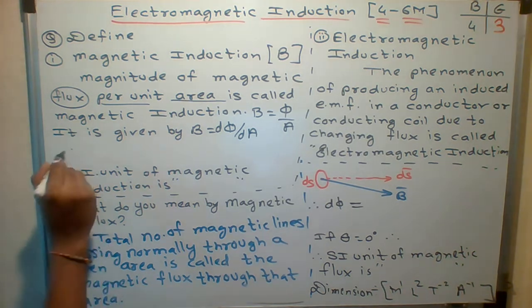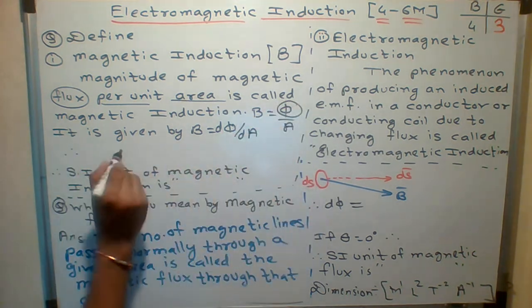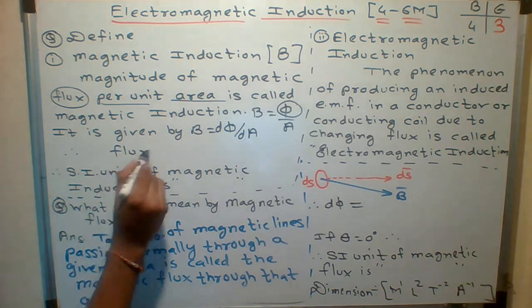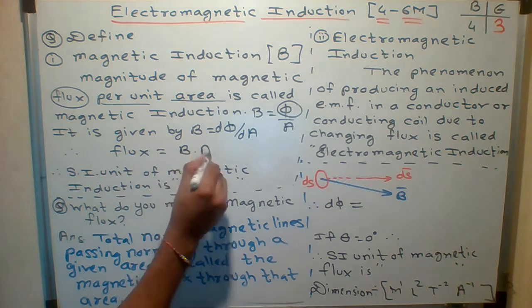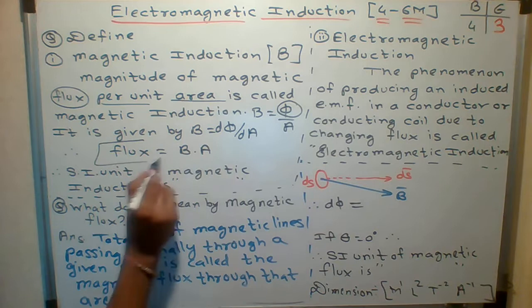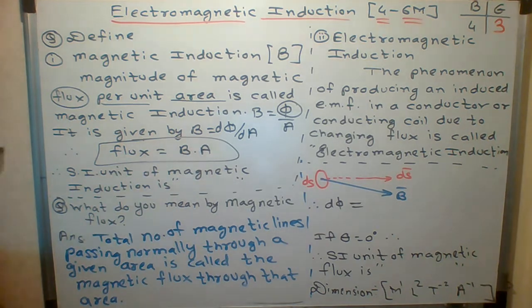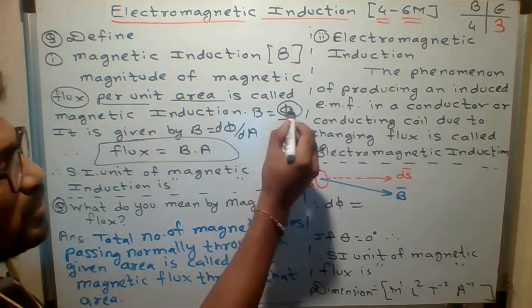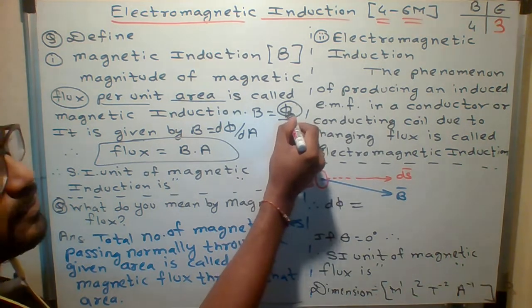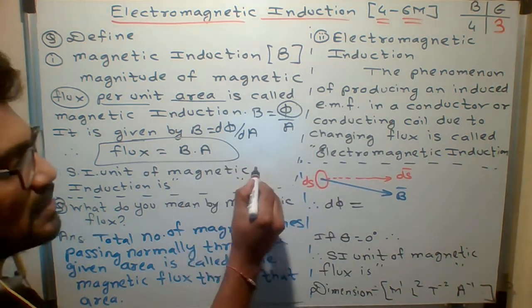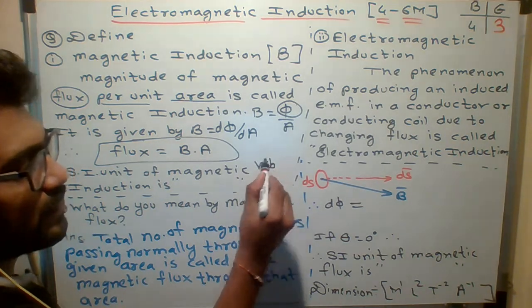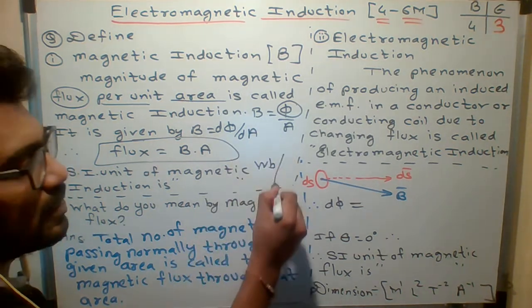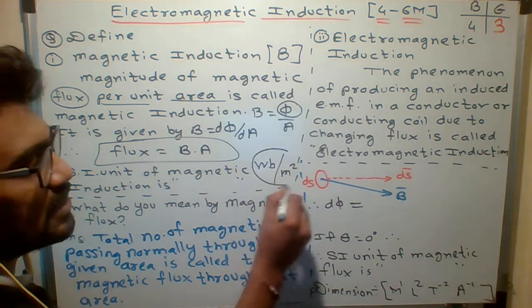Students, from this formula I can write what flux is. Flux can be written as B into A, that is, magnetic induction into area. Remember this. Students, what is the unit of this flux? The unit of flux is Weber. And what is the unit of area? Meter square.